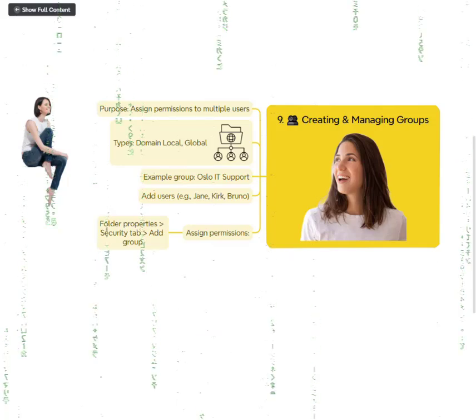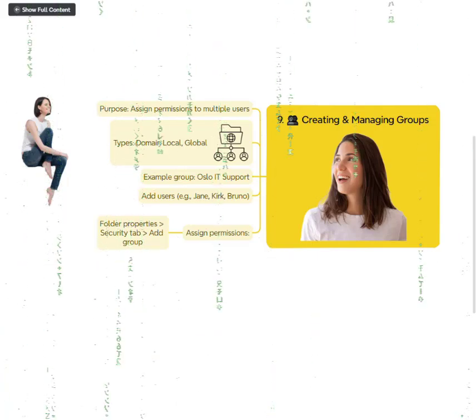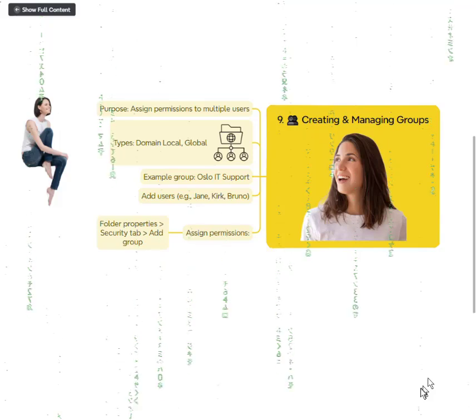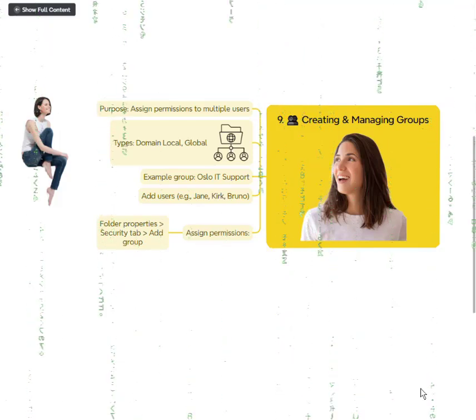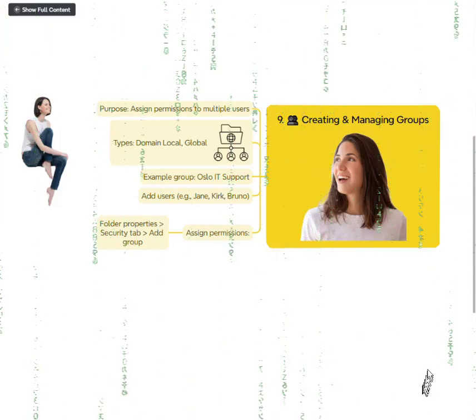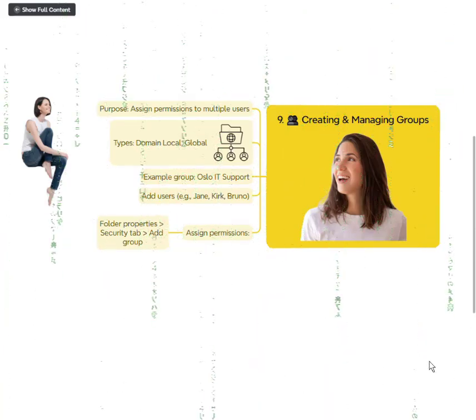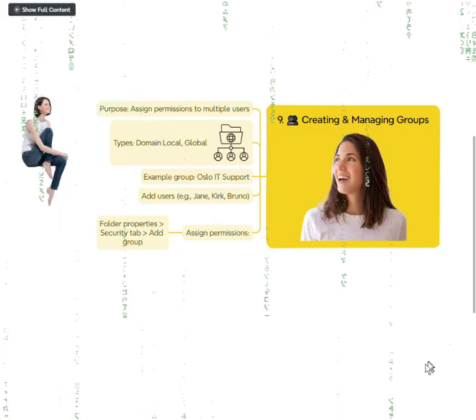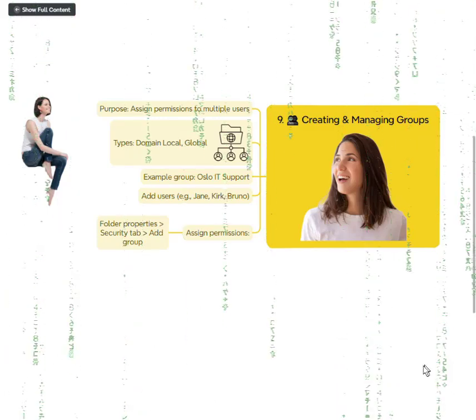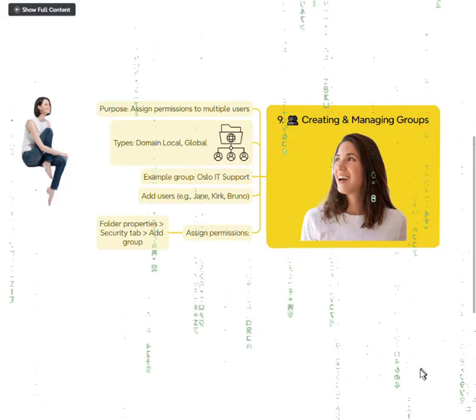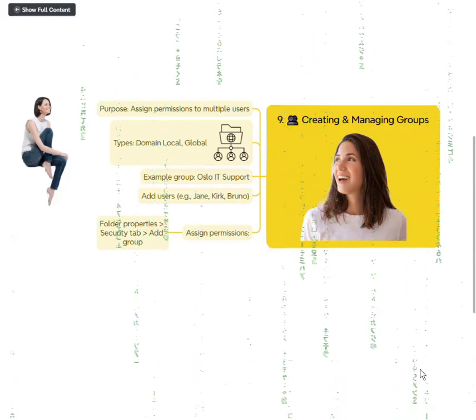9. Creating and managing groups. Groups make your life easier. Instead of assigning permissions one by one to each user, which would be a nightmare, you create a group and assign permissions to that group. Then you just drop users into that group. Done and done. These groups can be domain, local, or global, depending on how your network is set up.